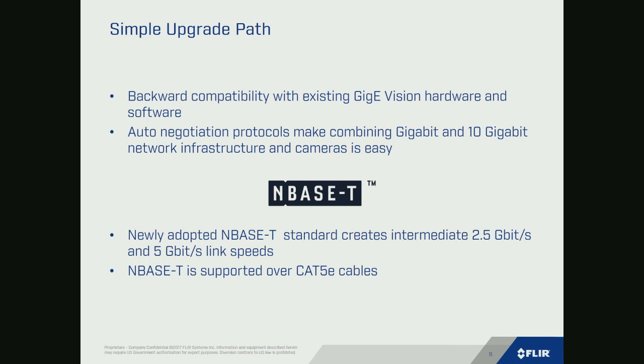There's also a newly adopted standard, just in the last few months that's really been finalized, the NBASE-T standard, and this creates intermediate link speeds of 2.5 and 5 gigabits a second, using just standard Cat5e cables. So this provides a nice stepping stone, as well as additional link speeds that can be mixed and matched with the 10 GigE.